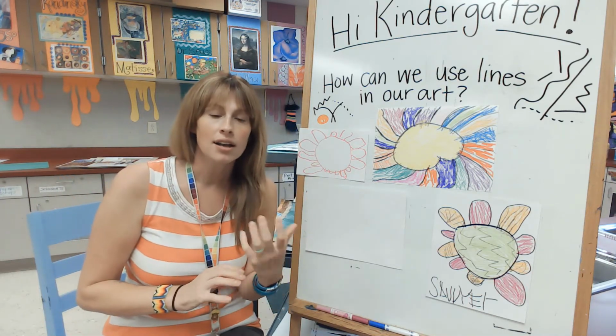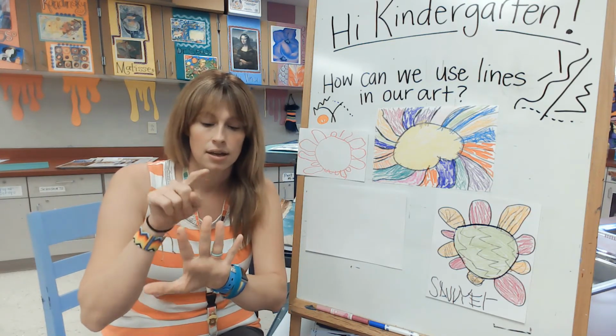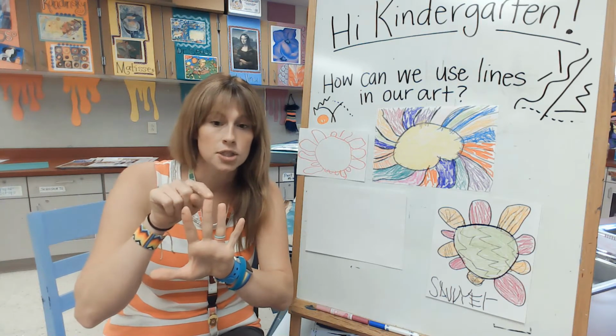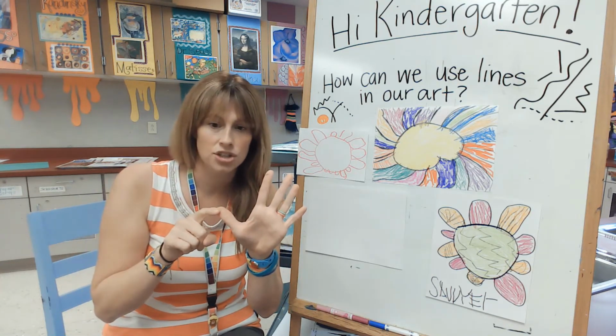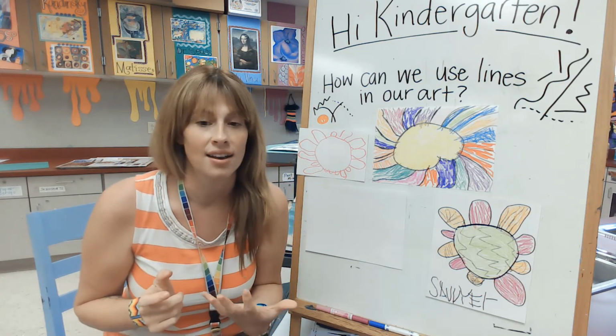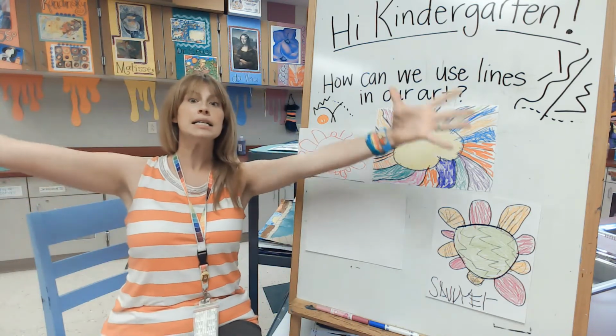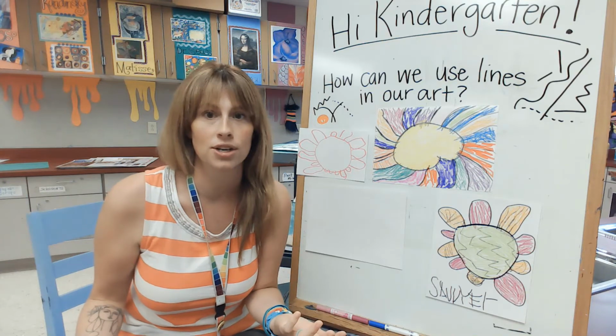And for art, the elements of art are line, shape, space, color, texture, and form. And the one we're going to start with is line, okay? And you'll find lines in pretty much every part of life and every art project too.